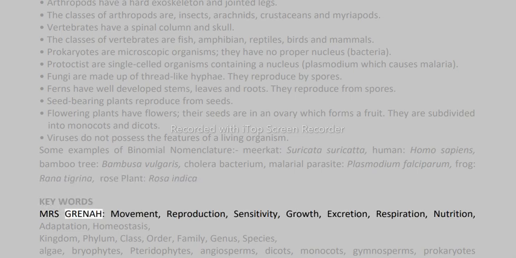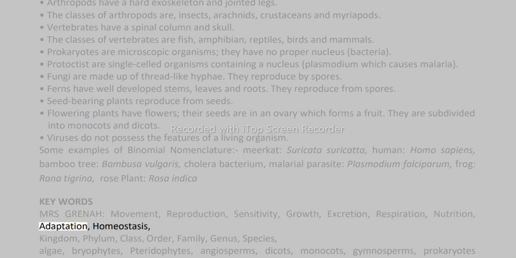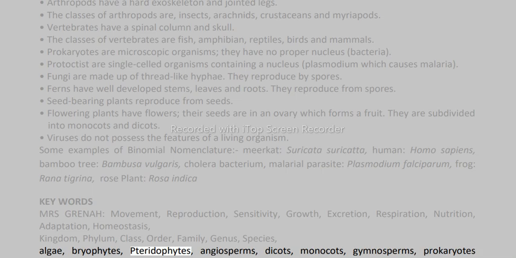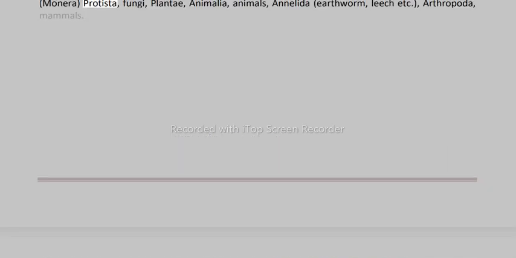Keywords: movement, reproduction, sensitivity, growth, excretion, respiration, nutrition, adaptation, homeostasis, kingdom, phylum, class, order, family, genus, species, algae, bryophytes, pteridophytes, angiosperms, dicots, monocots, gymnosperms, prokaryotes, monera, protista, fungi, plantae, animalia, animals, annelida, earthworm, leech etc., arthropoda, mammals.